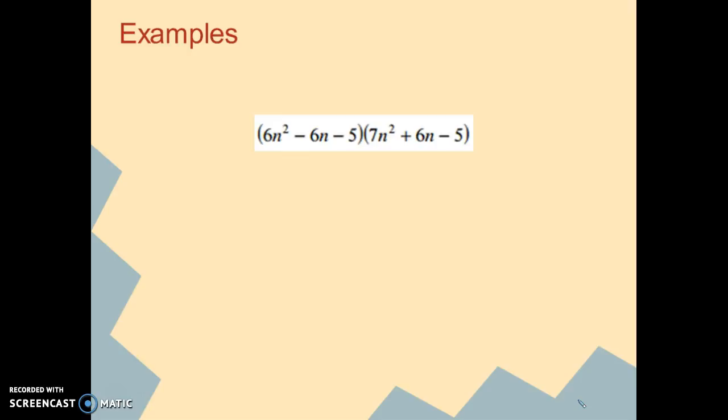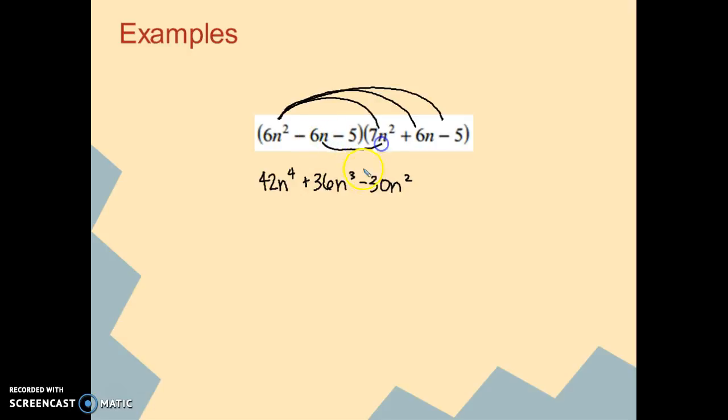And for our last example, I have a trinomial times a trinomial. I'm going to use the FOIL method, but instead of having first, outer, inner, last, I'm just going to look at it as this term has to be multiplied by everything in my other parentheses, because I have more than just the 4 terms for FOIL. So I'm going to take 6n squared times 7n squared. That gives me 42n to the 4th. Then I got to do 6n squared times 6n. Gives me 36n cubed. And then 6n squared times negative 5. Negative 30n squared.